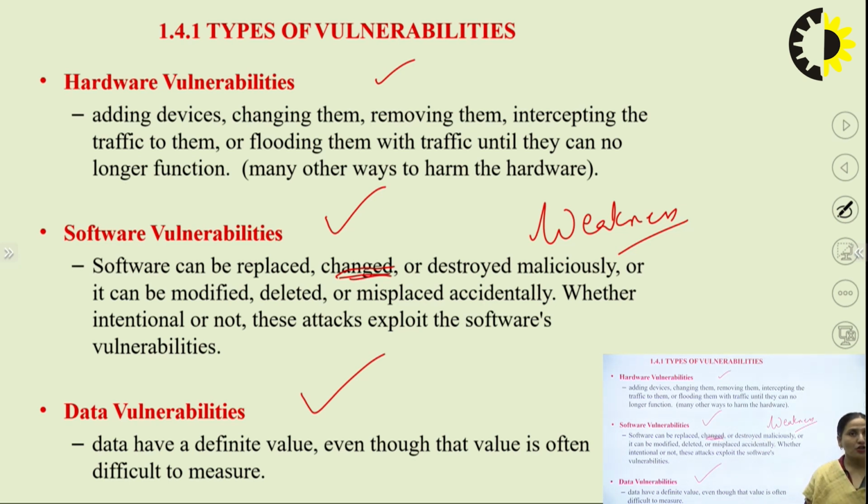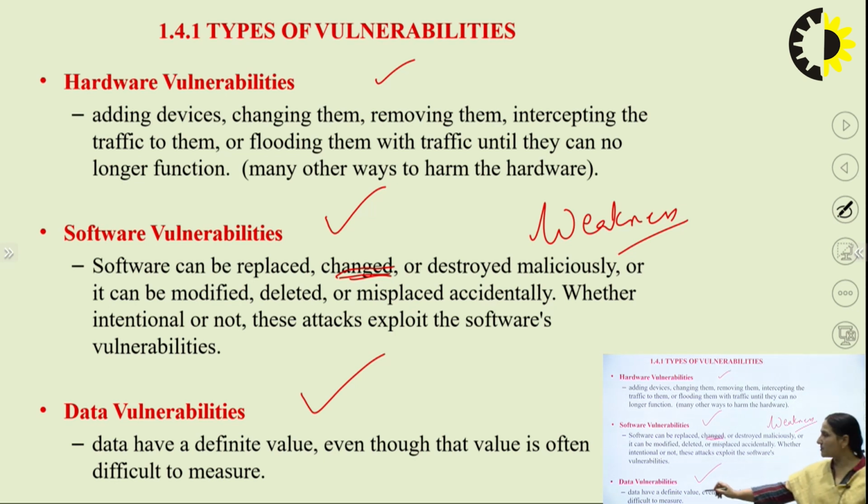Or it can be destroyed maliciously, or it can be modified, deleted or misplaced accidentally. So whether intentionally or not, these attacks exploit the software vulnerability. Any type of vulnerability that is going to harm the software is called a software vulnerability, due to which a weakness occurs in the system. And we know that there is no wear and tear in the case of software, so generally what happens in software is change.